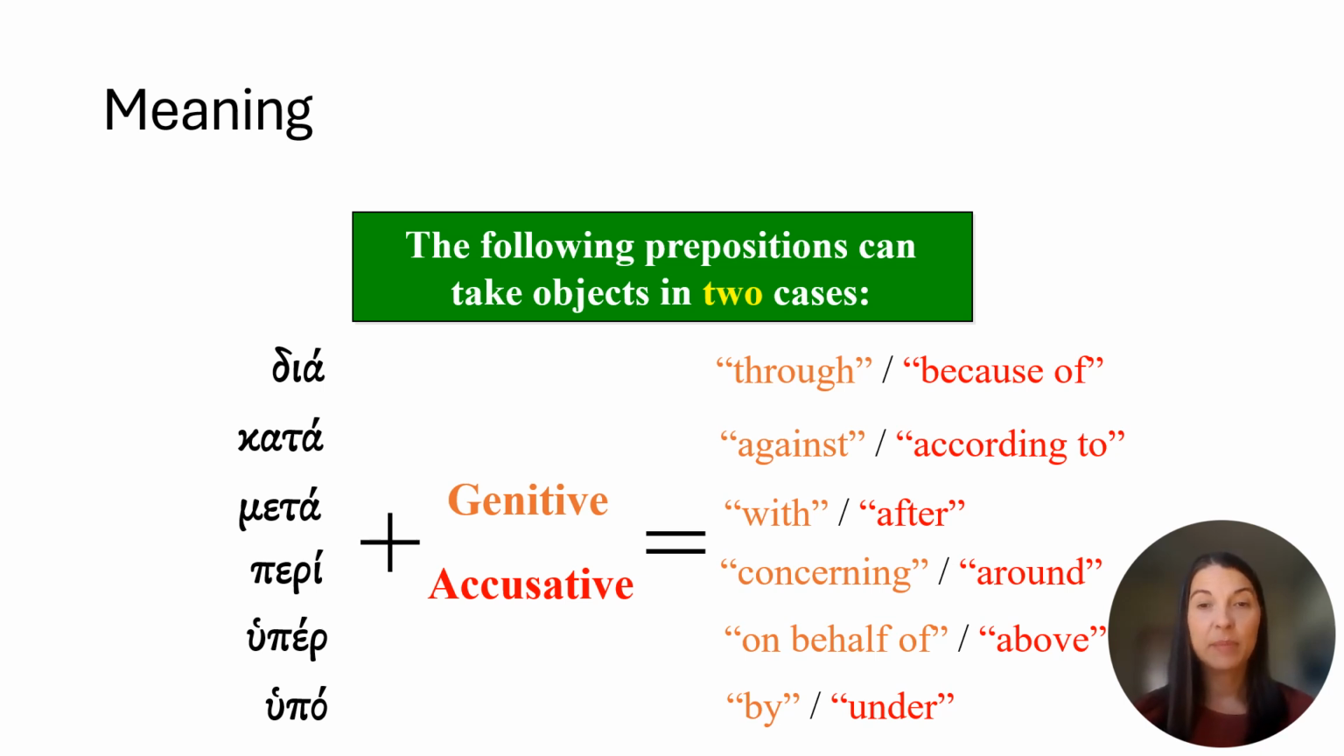So dia can mean through or because of, depending on if the word that follows is in the genitive or accusative. Same for kata, against or according to. Meta can mean with or after. Peri can mean concerning or around. Huper, on behalf of or above. And hupo, by or under.